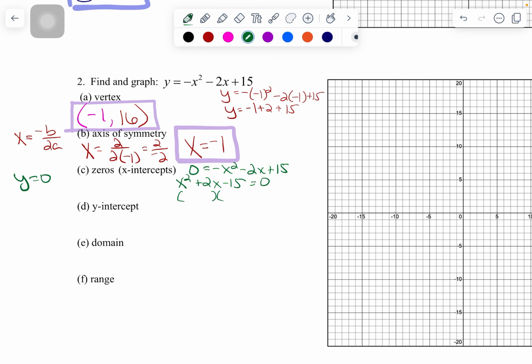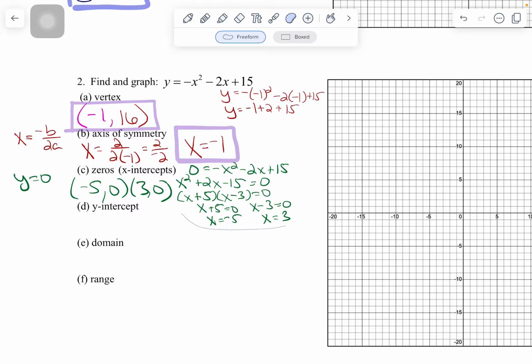Reason I do this is because I am much more confident factoring when my x squared is positive. So I went ahead and split the x squared. What multiplies to -15 and adds up to +2? How about a +5 and a -3? So that's going to get me, let's see, x plus 5 is equal to 0. X minus 3 is equal to 0. So subtracting 5 from both sides, you're going to get x equals -5. Adding 3 to both sides, x equals 3. So my zeros are going to be -5, 0, and 3, 0.